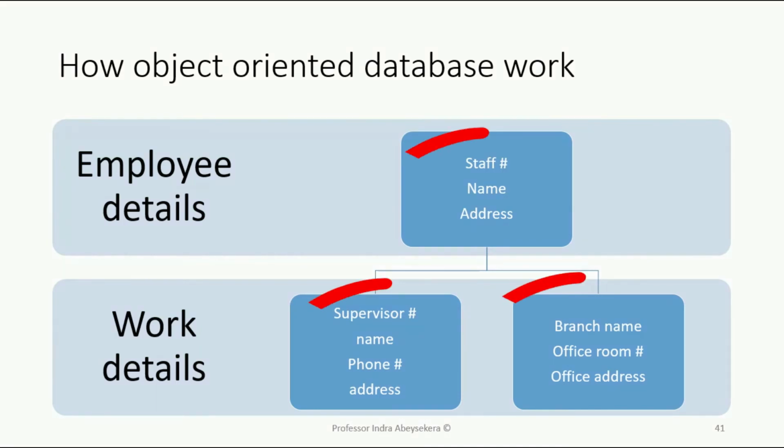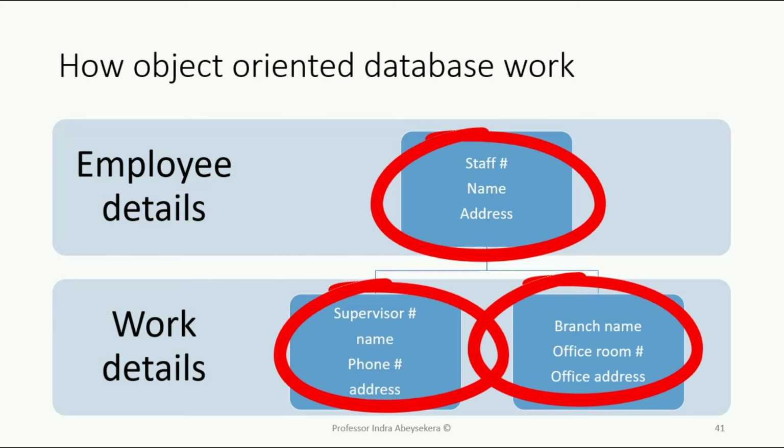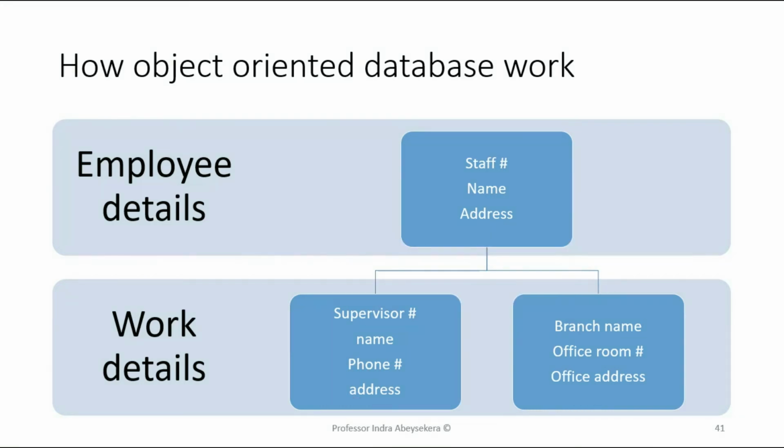These 3 objects here are the staff, supervisor, and branch. In each object, there's data that it contains.